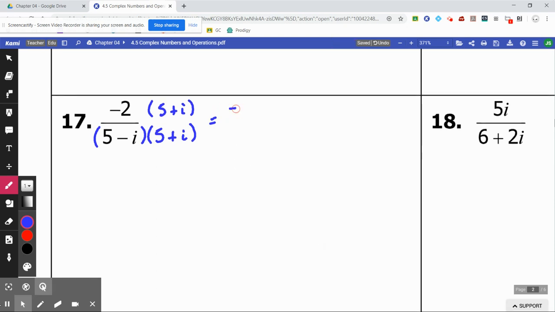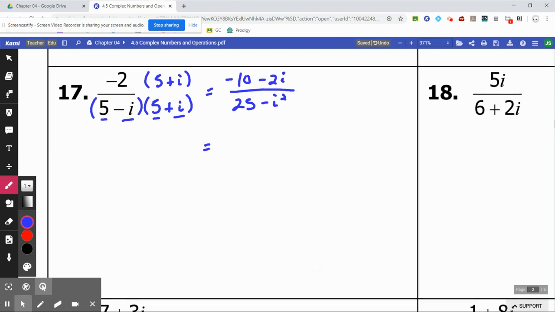On top, you now have negative 10 minus 2i. On bottom, to multiply conjugates, very easy. Multiply 5 times 5 gives you 25, and multiply i times i gives you a negative i squared. So you have, let's flip-flop the top to write the i's first. Negative 2i minus 10. On bottom, you have 25 minus negative 1, which is 26.